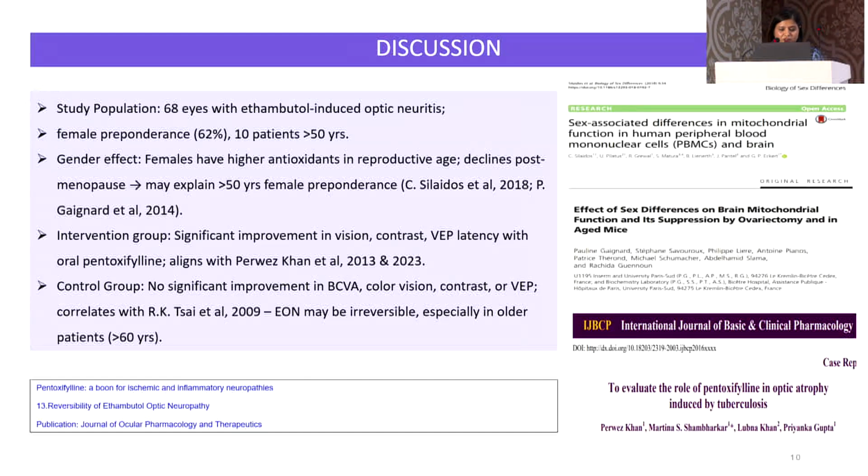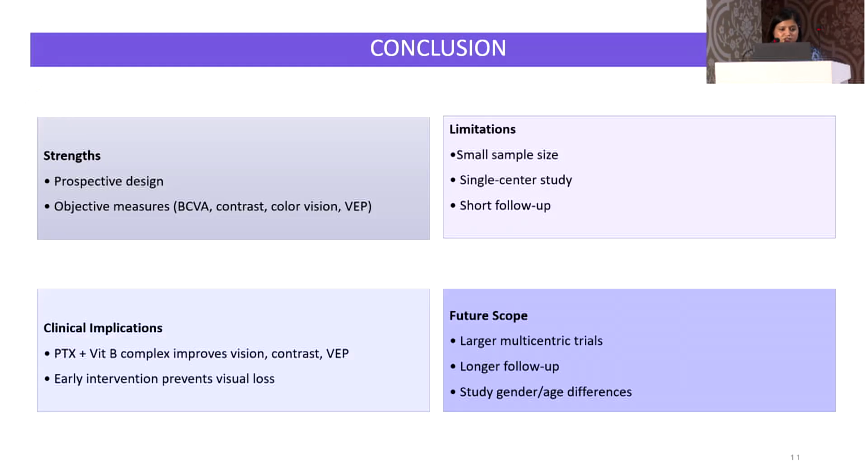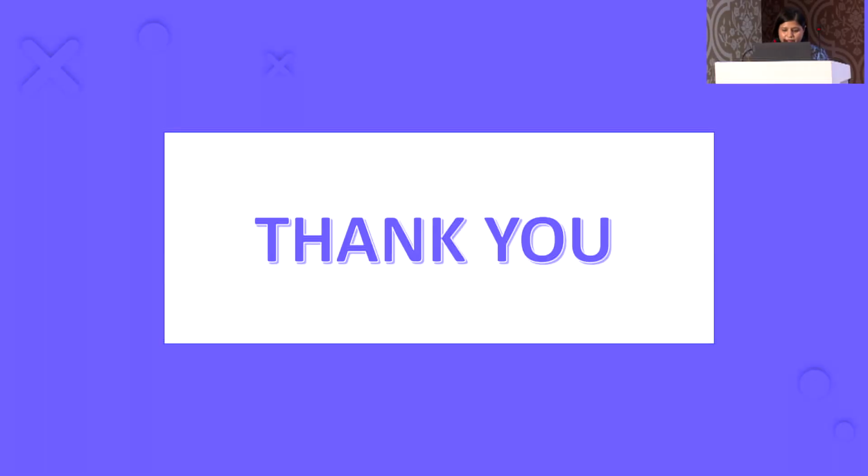So we conclude that ethambutol optic neuritis may be irreversible, especially in older patients more than 60 years of age. It is a prospective study which objectively measures BCVA, contrast, color vision, and VEP, while it has a small sample size, is single center, and has a short follow-up. But it does imply that pentoxifylline along with vitamin B complex may improve vision, contrast, and VEP, and early intervention definitely prevents vision loss. There is future scope for larger multicentric trials, longer follow-ups, and study of gender or age differences. Thank you.